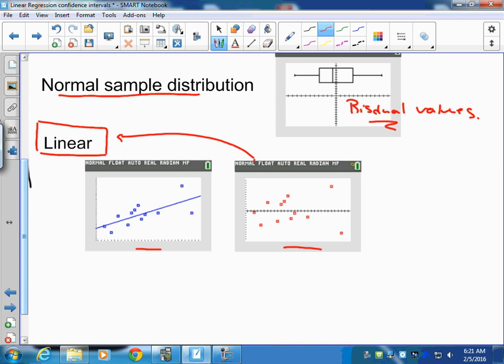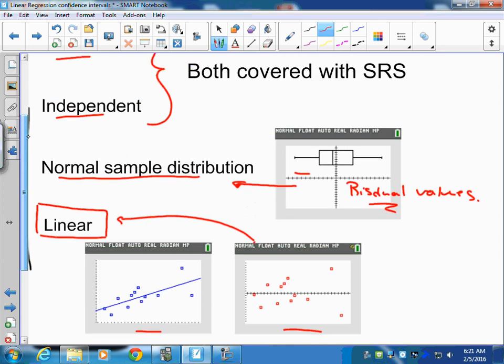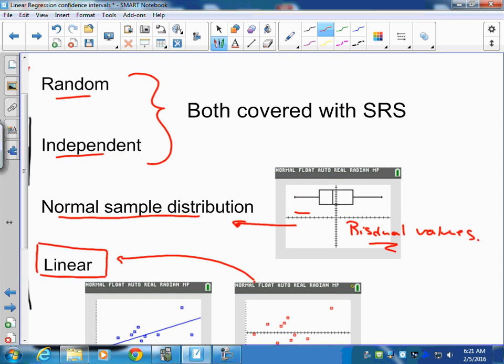Okay, so we work through here. We work with our residuals to create the box and whisker to show that we have a normal distribution. And then we've got our simple random sample that covers both the random portion of our assumptions and the independent, because when you're randomly sampling a data point, you have that covered.